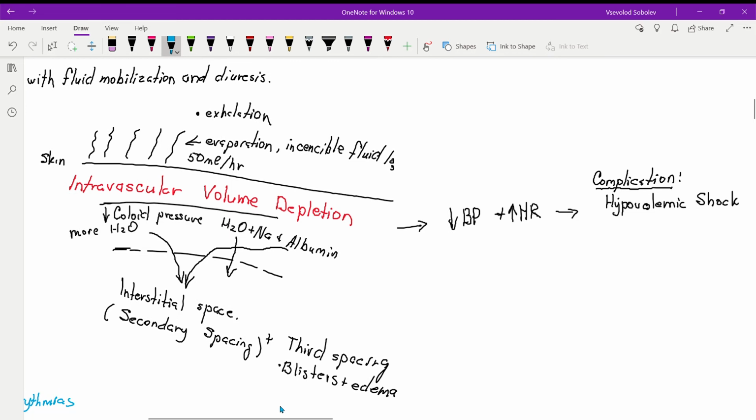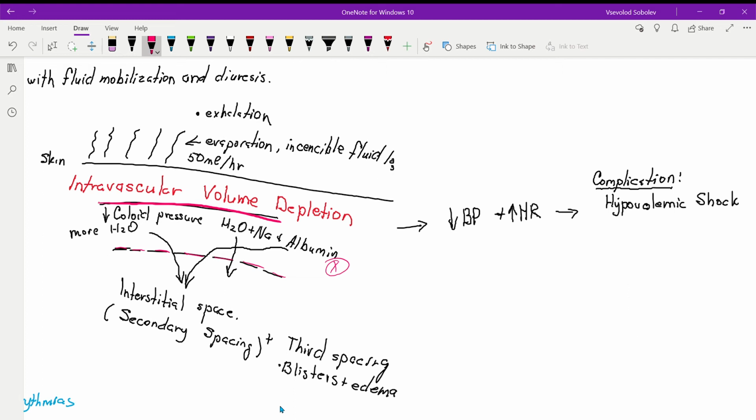So here's a little diagram. We have intravascular fluid depletion. This is the blood vessel, and water is leaving, along with sodium and albumin, into the interstitial space, and then water follows the sodium and albumin. And actually, third spacing, that's blisters and edema, because there's no albumin in the blood vessels.